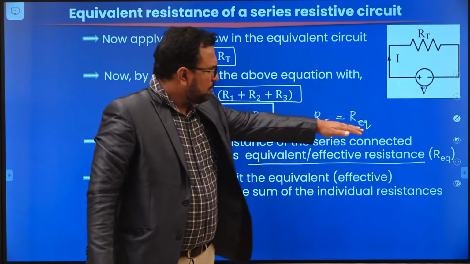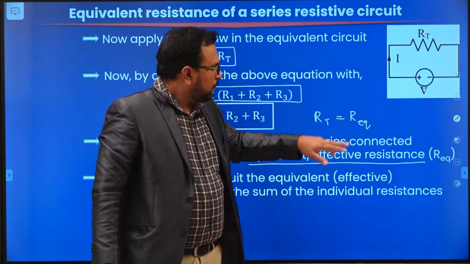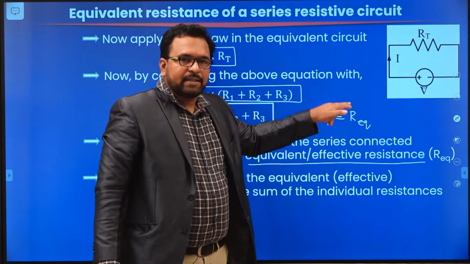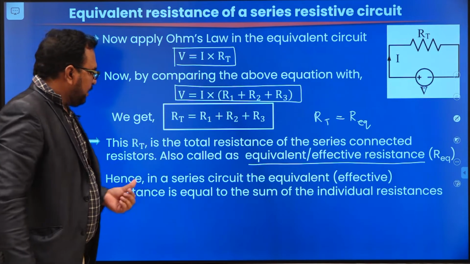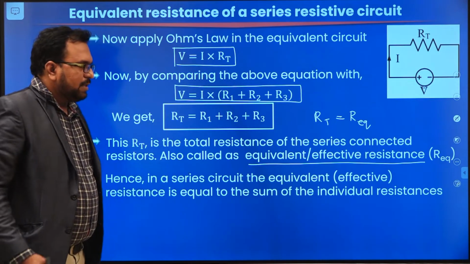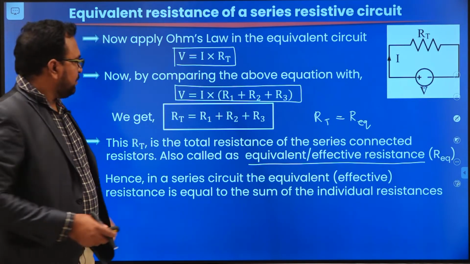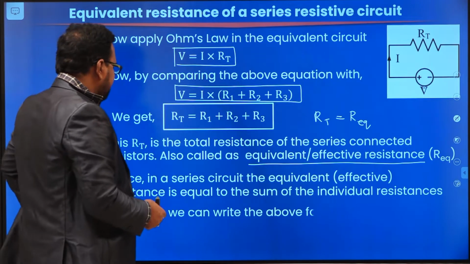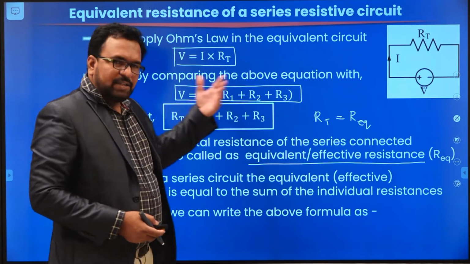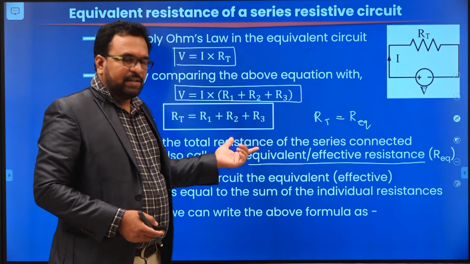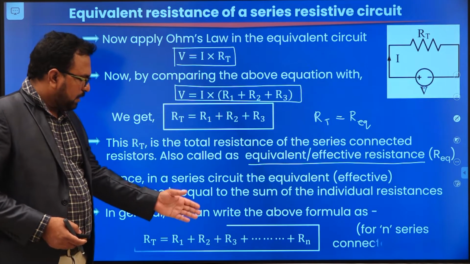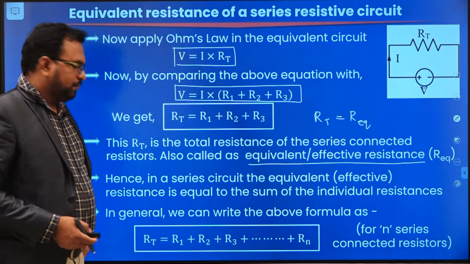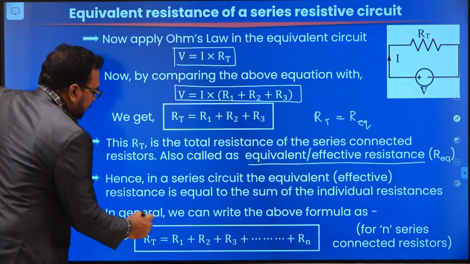In some textbooks they may denote it as REQ. This indicates that it is the equivalent resistance. So hence in a series circuit, the equivalent or effective resistance is equal to the sum of the individual resistances. In general, if there are n resistors involved, here I have considered only 3 resistors, the equivalent resistance is R1 plus R2 plus R3 and so on up to Rn. This is the generalized formula.